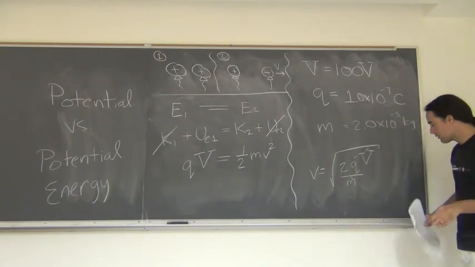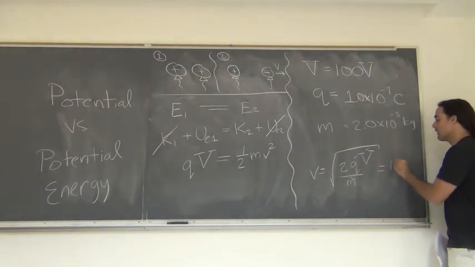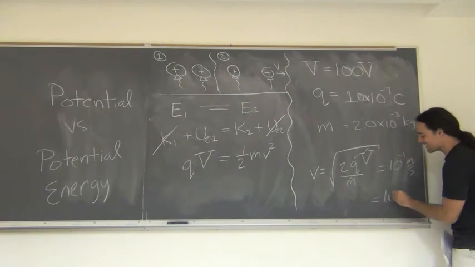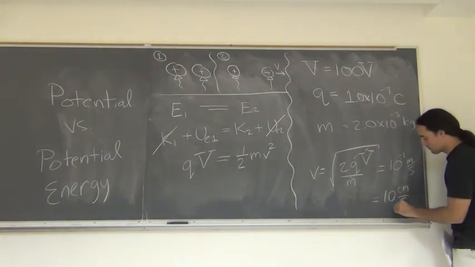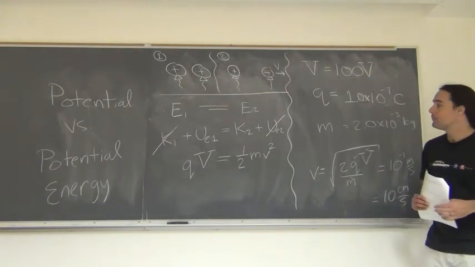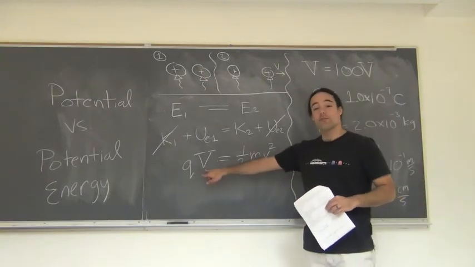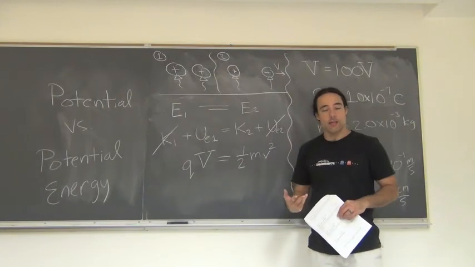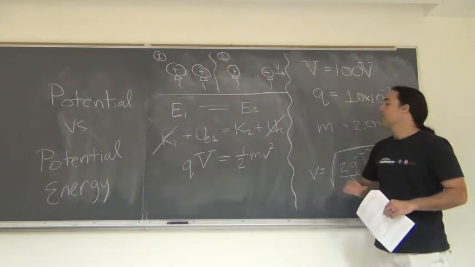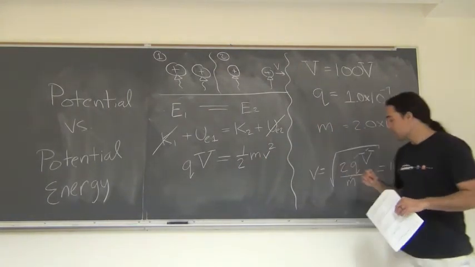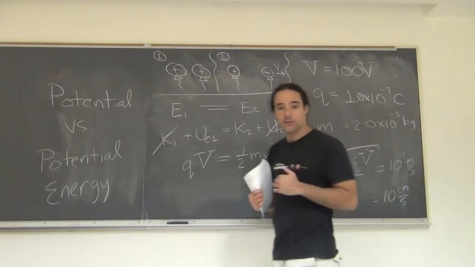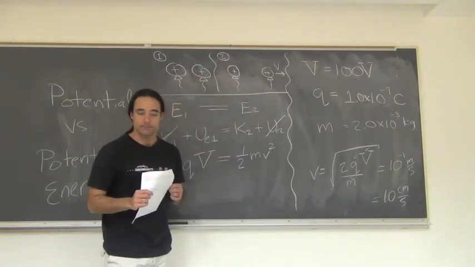If you do that, you should get 10 to the minus 1 meters per second, or roughly 10 centimeters per second. All we did is we used the voltage and the charge on the balloon to figure out how much potential energy it had. That energy got converted to kinetic energy, solve for the velocity, and you can figure out how fast that balloon is going to be traveling.